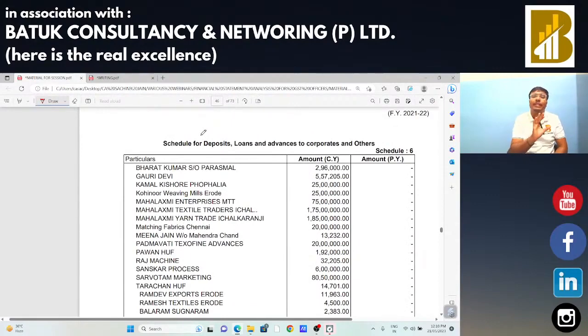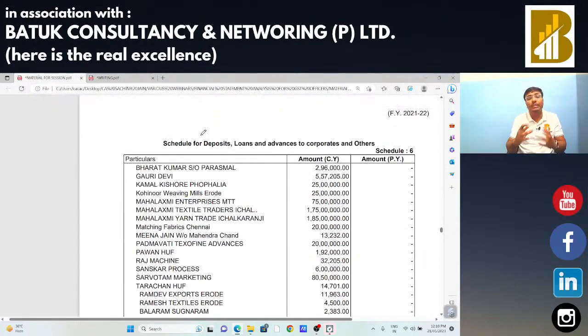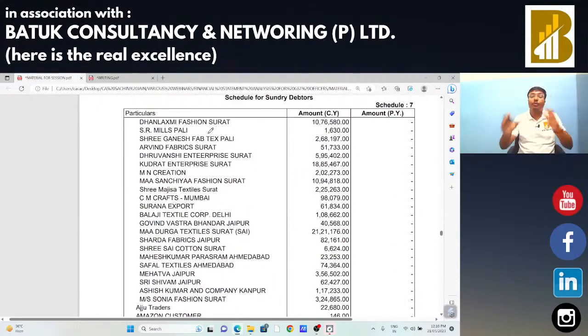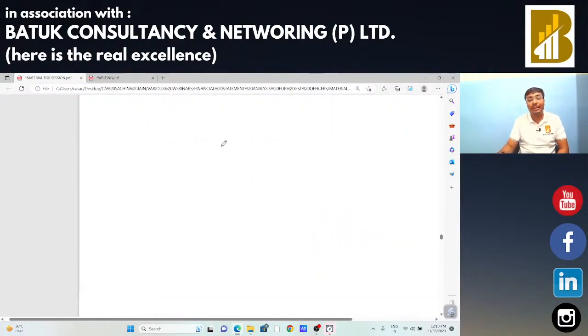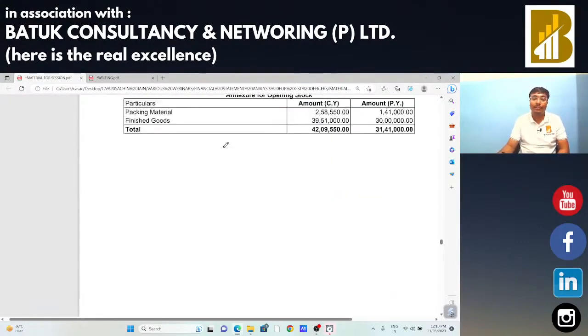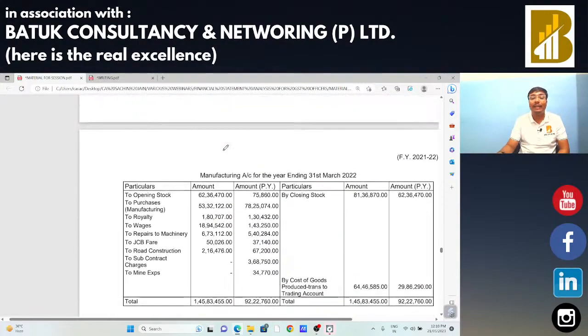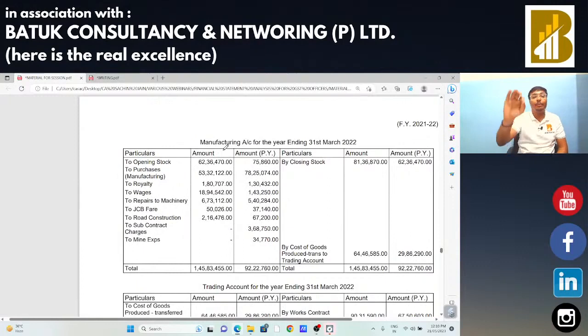Schedule for loans, deposits and advances is not very relevant for us. We are not going to check the same. Sundry debtors, we are going to check the parties. There are no ungenuine parties available. All the parties are genuine. We are going to do the analysis on debtors and creditors. Sir, by analyzing the debtors and creditors, our target is just to verify the parties.